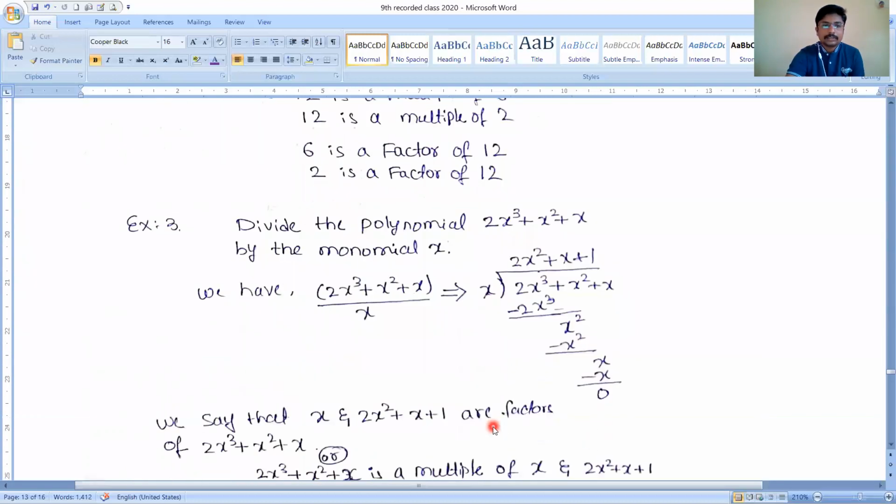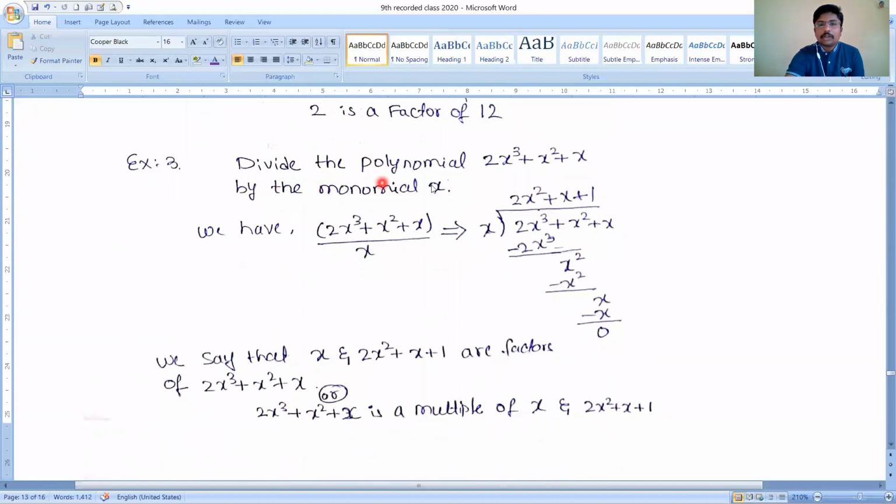Next example: divide the polynomial 2x cube plus x square plus x by the monomial x. Now we have to divide the polynomial by a monomial, that is x, by the long division method. Here the dividend is 2x cube plus x square plus x, and the divisor is the monomial x. First we have to divide the first term of the dividend by the first term of the divisor.